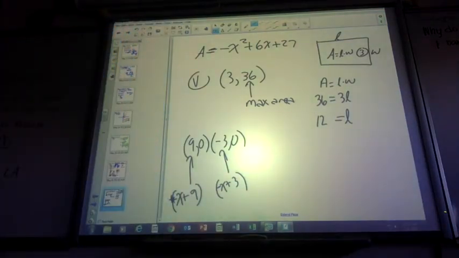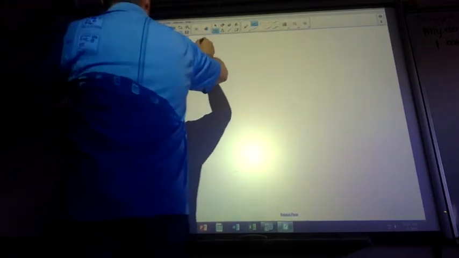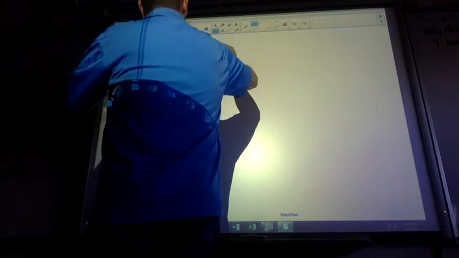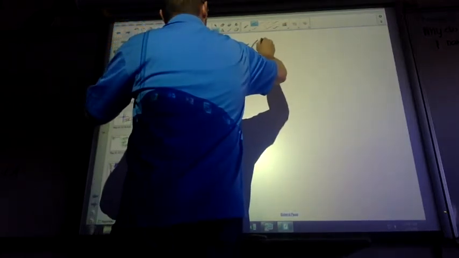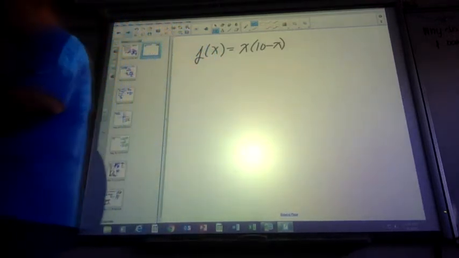Let's flip to the back side. On the back side, it says the area of a rectangular garden is represented by the function x and then 10 minus x. That's the length and the width. Use a calculator to find the maximum area. Okay, so on the back, we have f of x is equal to x by 10 minus x. Use a calculator to find the maximum area.